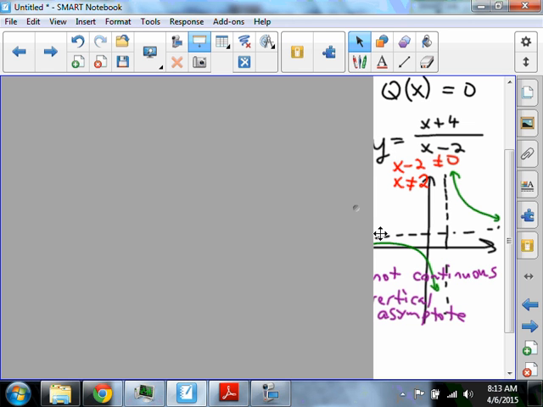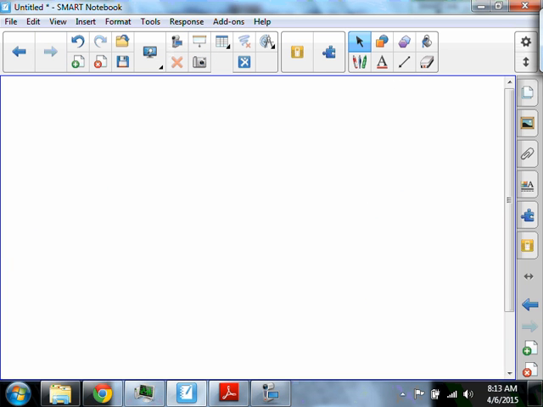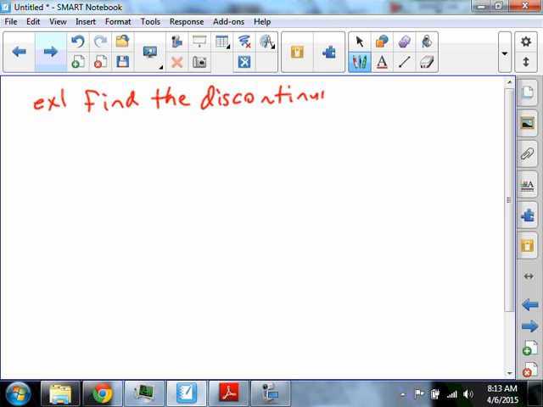So I guess what we'll do is go to example 1. We'll try to find discontinuities. Example 1, find the discontinuities in each. So there's going to be three parts. Part A, y equals x plus 3 over some things. y equals x plus 3 over x squared minus 4x plus 3.